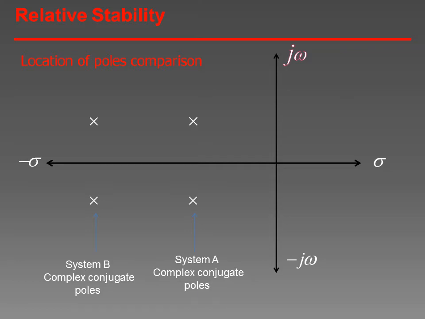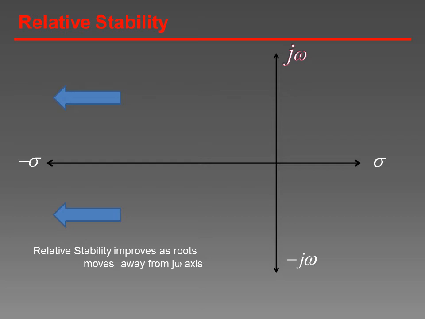So the poles of system A are near to the j omega axis, and as you can observe, the poles of system B are far away from the j omega axis. So the system whose poles are away from the j omega axis is more stable. Like this you can also predict the stability of the system from this pole zero plot which we have seen earlier. See here, relative stability improves as roots move away from the j omega axis.